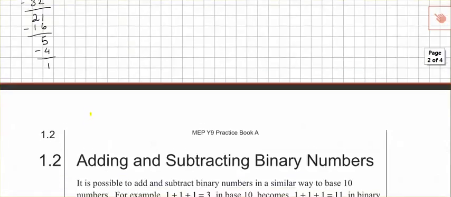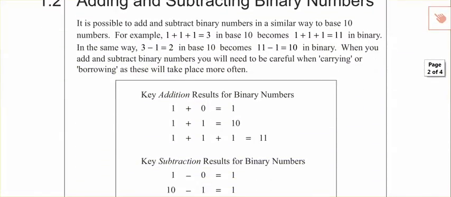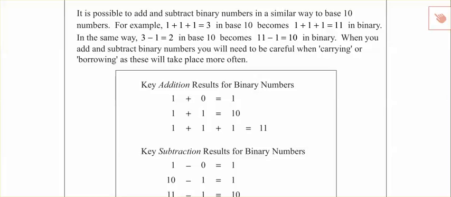Well, let's have a look then at adding and subtracting, but just to start with, we're going to add. So it is possible to add and subtract binary numbers in a similar way to base 10. So 1 plus 1 plus 1 is 3 in base 10, but we don't have 3s in base 2. But it becomes 1, 1 in binary. So you've got to figure out how to do that. In the same way, 3 minus 1 is 2 in base 10. 1, 1, which is 3, minus 1 becomes 1, 0 in binary, which means 1, 0 has to be 2.